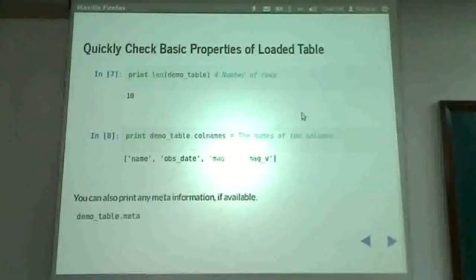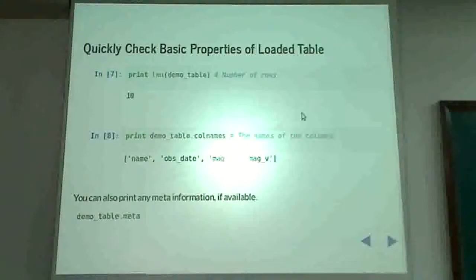Okay. Then you can quickly check some basic properties of the table you have just loaded. You can check the length of the table by using the same built-in len command. You can get the column names in your current file. This is one of the first things you do, because it may happen that your column names are not detected properly by AstroPy. This can happen for various reasons.